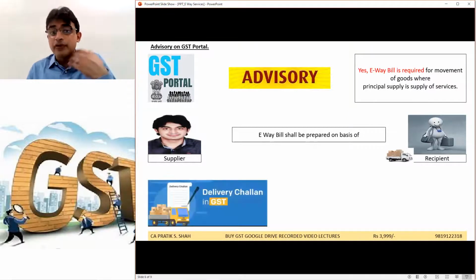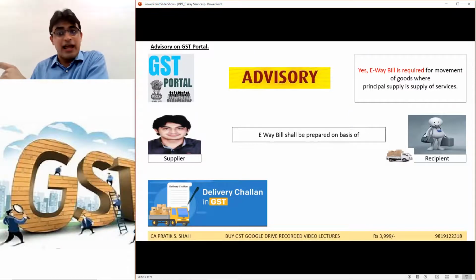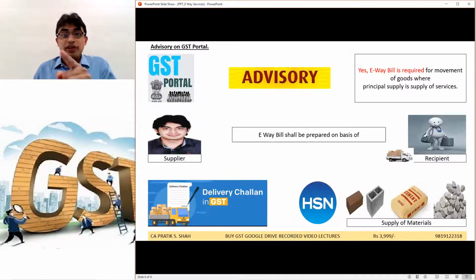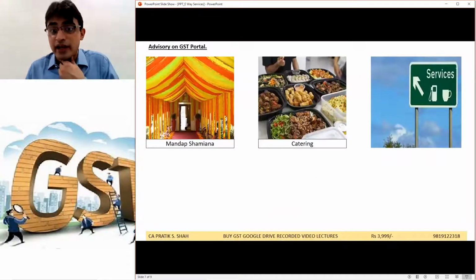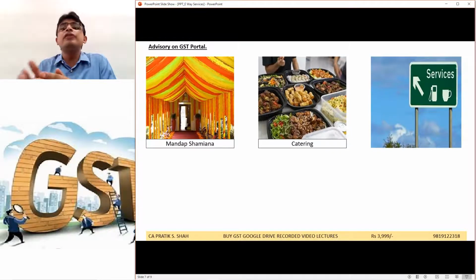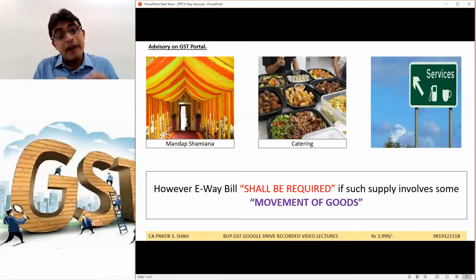Okay, it could be on the basis of a delivery challan. You can make a delivery challan and prepare an e-way bill. And whatever goods you are supplying, you can use the HSN of that goods. Okay, so this is the advisory given on GST portal. Works contract is just an example. There are other examples like mandap, shamiyana, catering. This is also a supply of service as per GST. But for these services, it includes certain goods also. So if the consignment value exceeds 50,000, you will be required to prepare an e-way bill for these services also. Okay, so this update is very, very important.